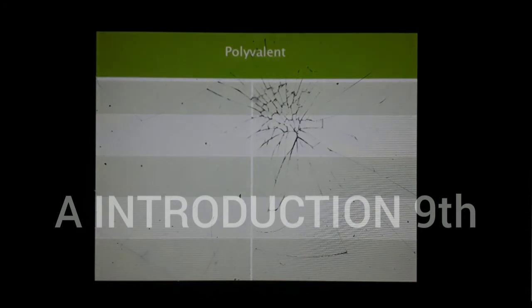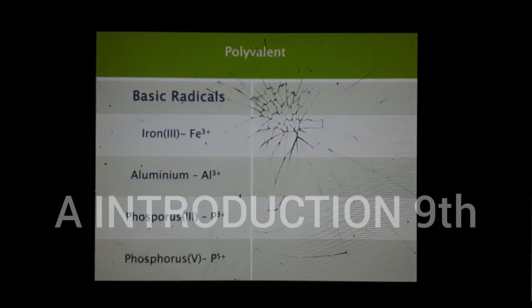Polyvalent radicals have a valency of more than 2. Examples of polyvalent basic radicals are iron 3, aluminium, phosphorus 3, and phosphorus 5. Examples of acid radicals are phosphate, nitride, and carbide.